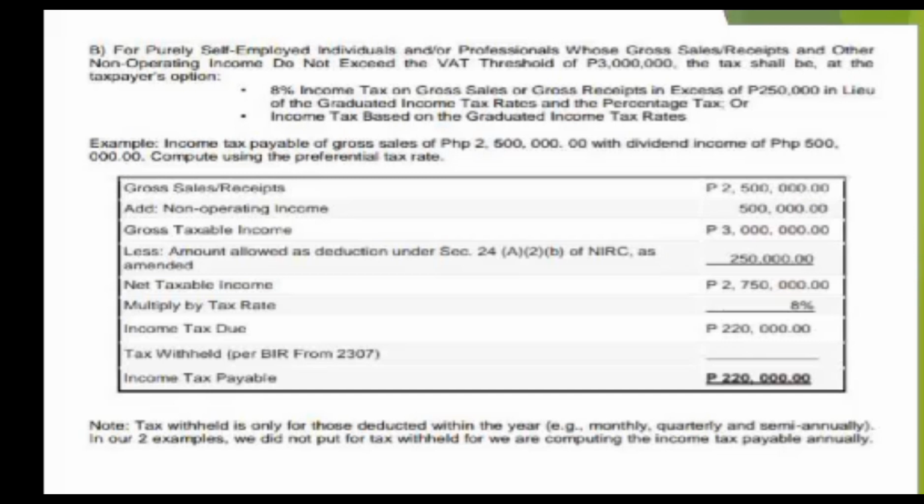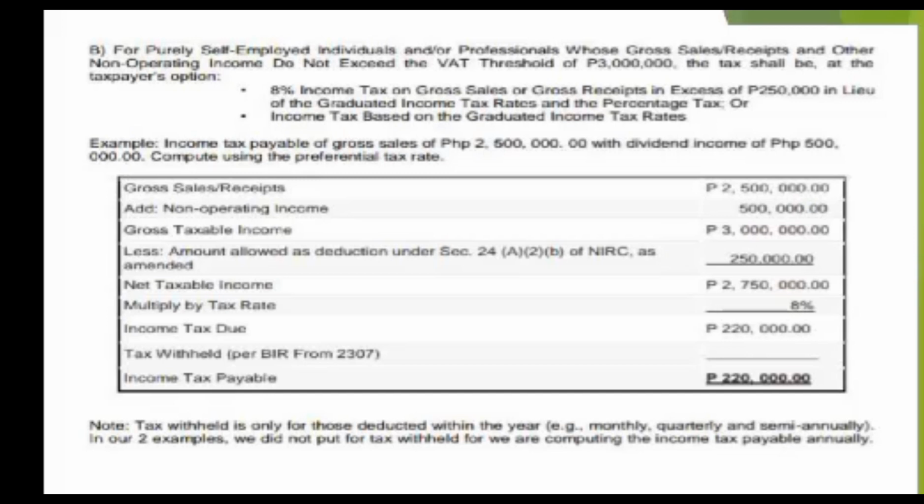So, for those self-employed individuals, they have the right to choose whether they want to pay 8% income tax on gross sales or gross receipts, or income tax based on the graduated income tax. Example: income tax payable for gross sales of 2.5 million with dividend income of 500,000, computed using the 8% tax rate.